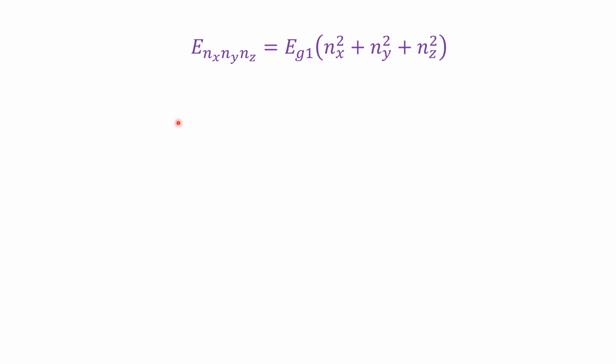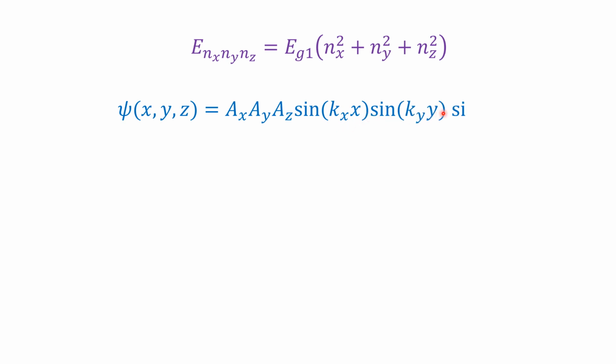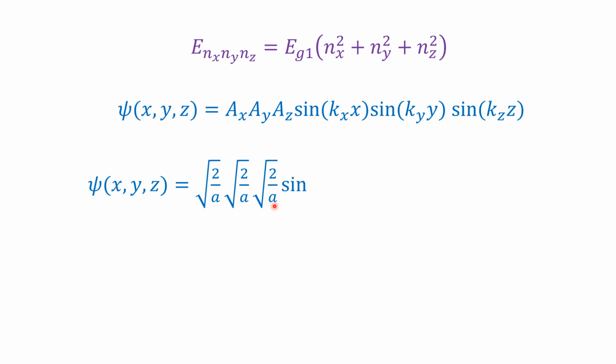Then the corresponding wave function, which is a function of x, y, z, is equal to Ax, Ay, Az, sine kx x, sine ky y, and sine kz z. Here, what about the normalization constant? Since it's a cubical box, the normalization constant is the same in all directions. That is, psi xyz is square root of 2 by a into square root of 2 by a into square root of 2 by a. In the sines, I have told you that kx is nx pi over a, and I have replaced ky as ny pi over a, and similarly kz as nz pi over a.